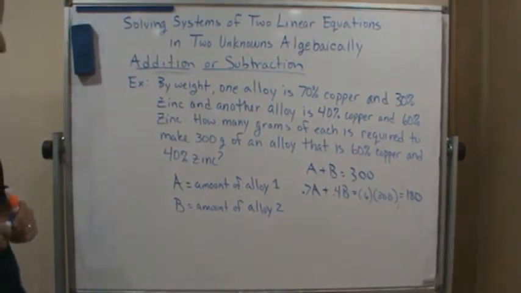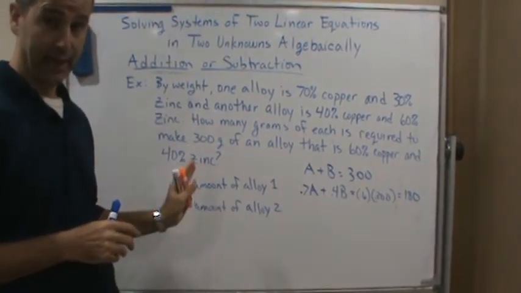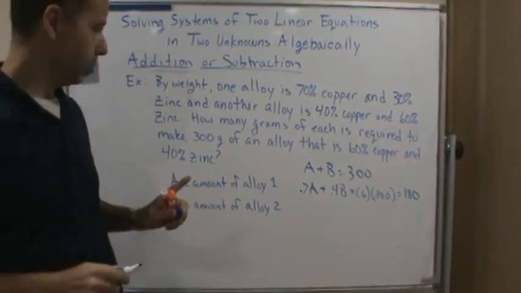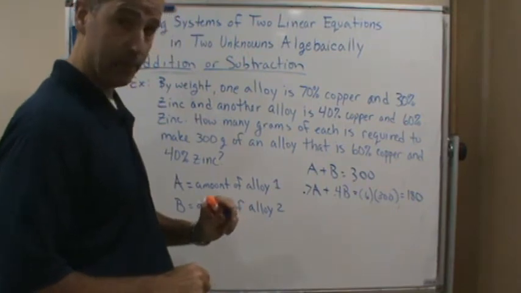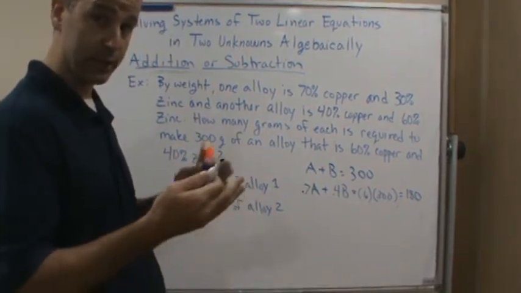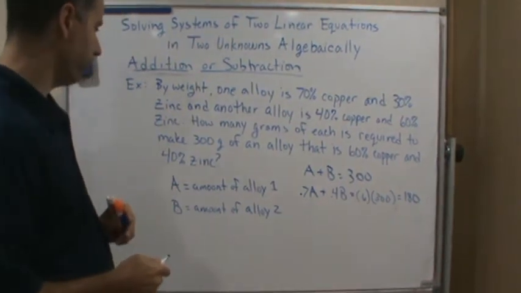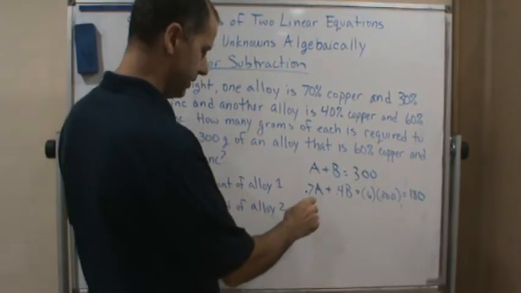Now, I could have also looked at this from the perspective of the amount of zinc. And so the amount of zinc should also add up. So I could have written my equation this way. Instead of the amount of copper adding up, I could have made sure that the amount of zinc adds up. So what would the amount of zinc be? Well, it's going to be 30% zinc.